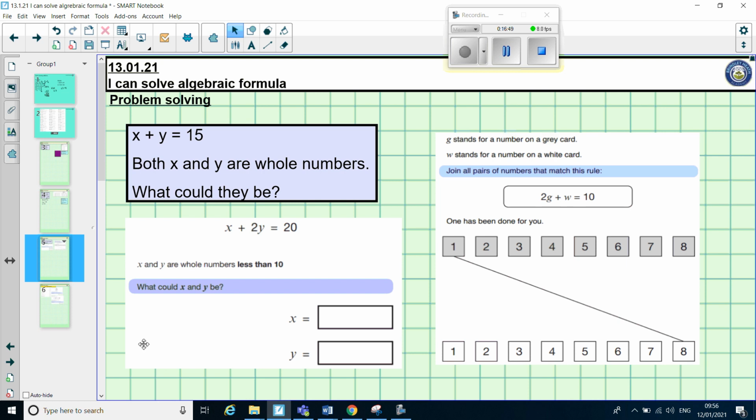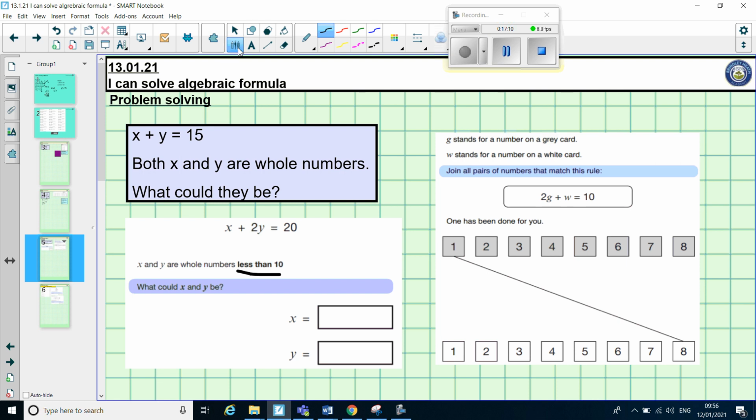Okay, this next question underneath is a little bit harder, but it's the same kind of idea. It says x and y are whole numbers that are less than 10. It's important that we remember that, and they put it in bold for us. They've got to be less than 10. Okay, so we've got x add 2 lots of y equals 20.